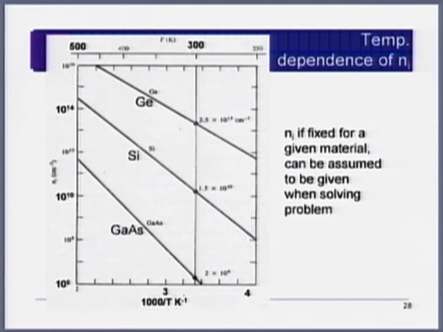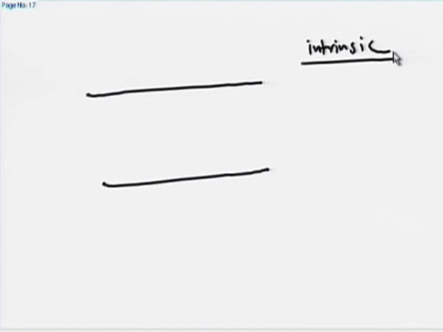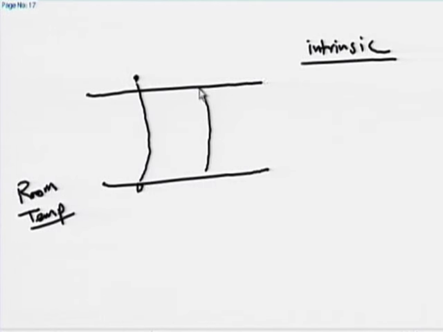One very important parameter in operation of any device is the temperature, okay. So let me go back and tell you something about what we discussed when we were talking about intrinsic material. What did we discuss? That because of the thermal energy at room temperature, some of the electrons will get energy and go and create an electron hole pair, some other electron will go and create an electron hole pair, okay.